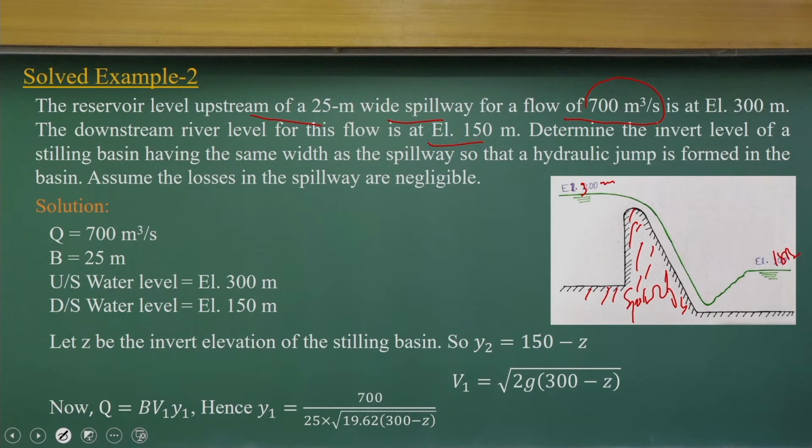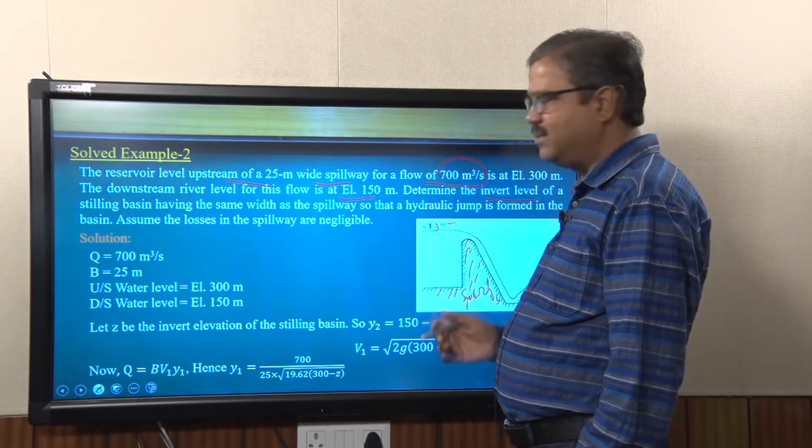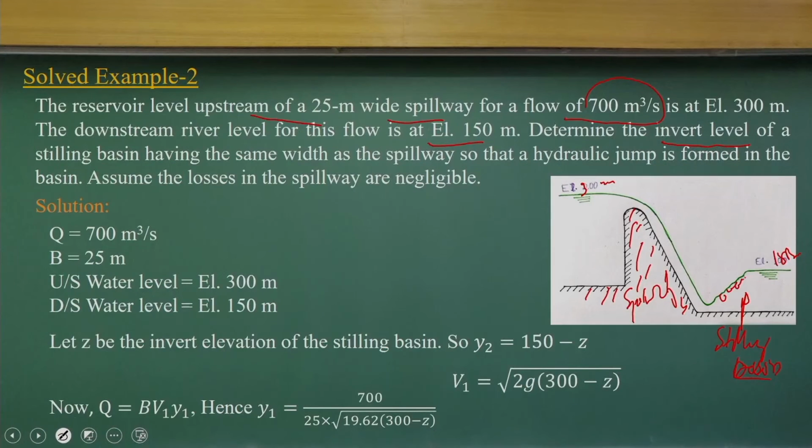Now the question is, what could be the invert level of the stilling basin? This is the stilling basin. Basically, we create this structure just downstream of a dam, the spillway structure, so that energy is dissipated. There should be a hydraulic jump formation for energy dissipation. The stilling basin converts the flow from supercritical to subcritical, and thus the energy dissipation is quite significant in terms of turbulent structures.